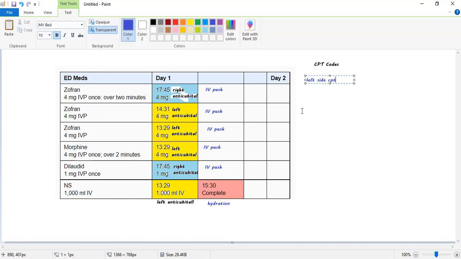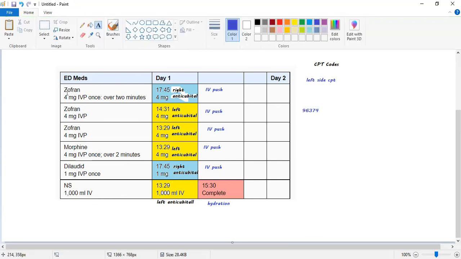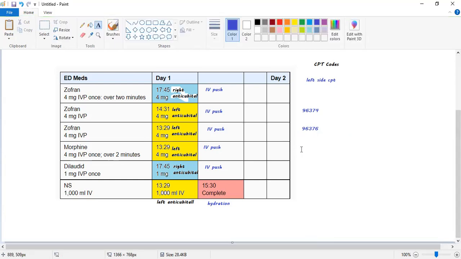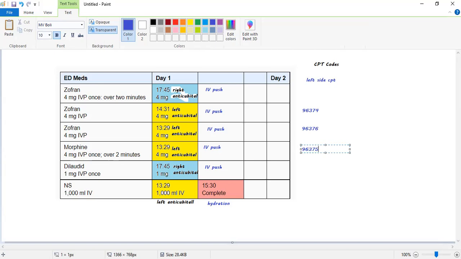So for IV push we will start with 96374, right? And there is a Zofran at the left side, the same drug, Zofran and Zofran again. If there are two IV pushes of the same drug, there must be a difference of at least 30 minutes. One was given at 13:29 and another at 14:31, so there is even more than 30 minutes difference. So we can code it 96376 for same drug IV push, right? And another one is morphine, which is a different drug, so we will code it with 96375, right?